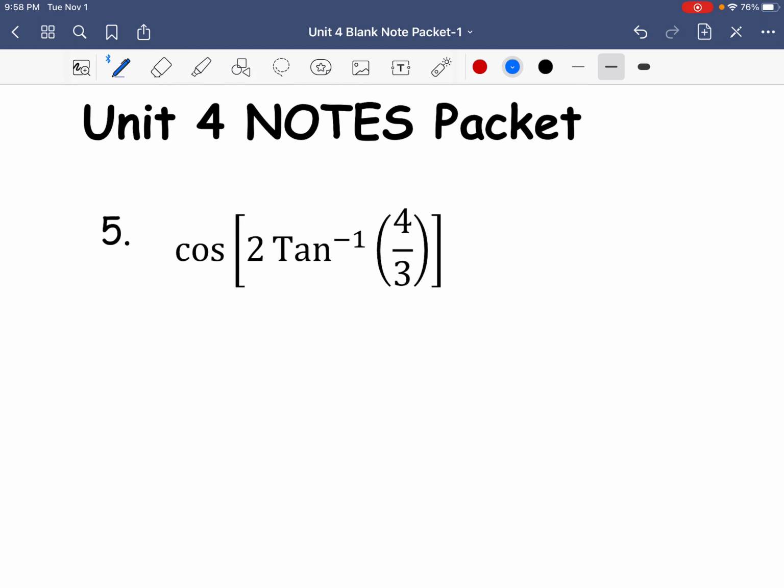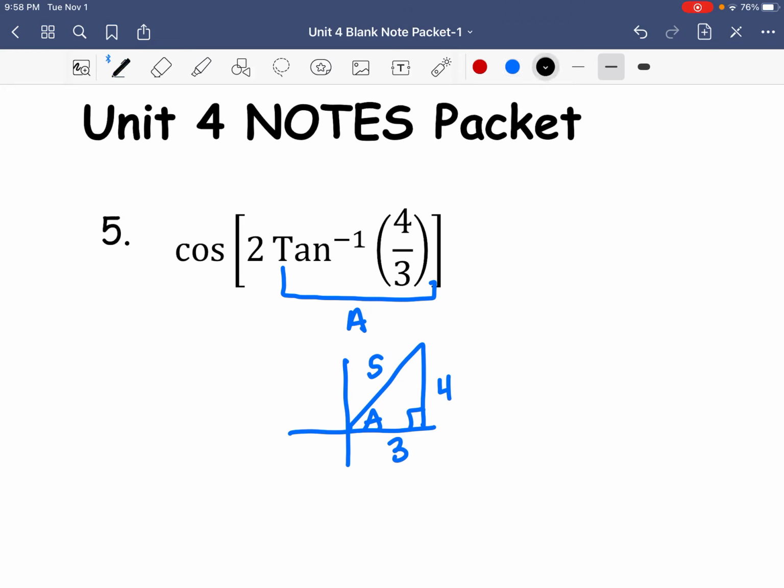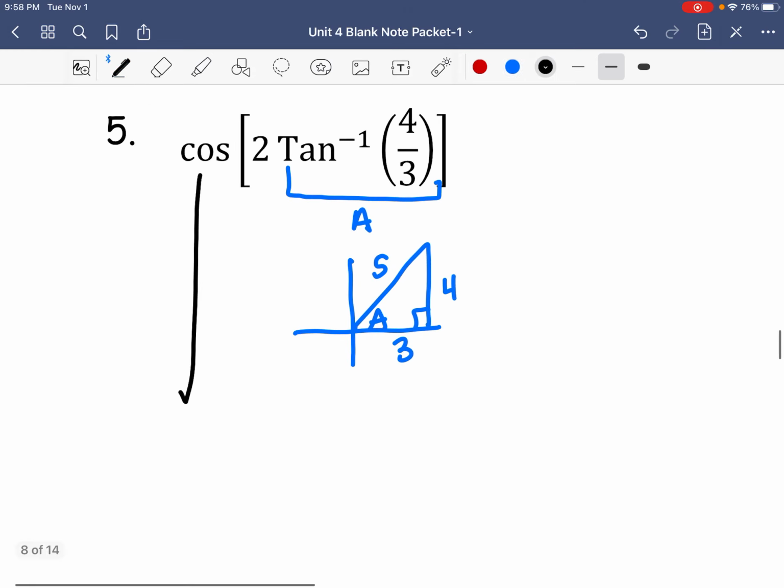And on the next page, let's try number 5 together. Inside here, I have an inverse tan of 4/3. It's going to be an angle. I don't know what it is. We'll call it A. We'll make a triangle, just like before. Inverse tan. I can be in 1 or 4. We're going to pick 1. So let's make our triangle. Tangent is opposite over adjacent. Hypotenuse is 5.